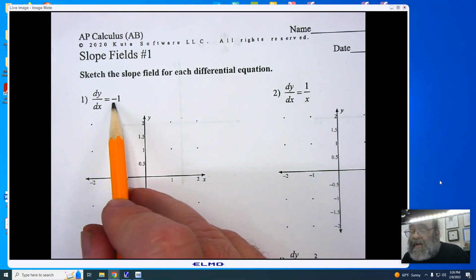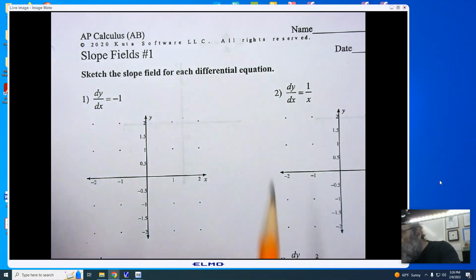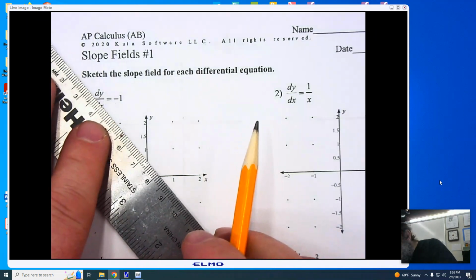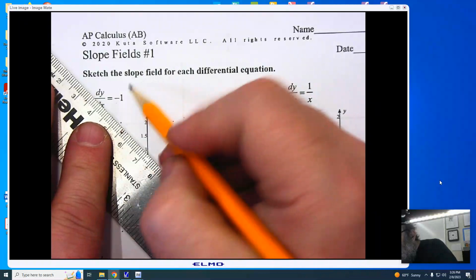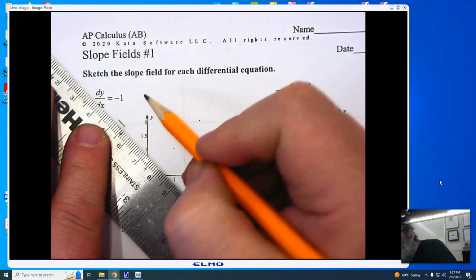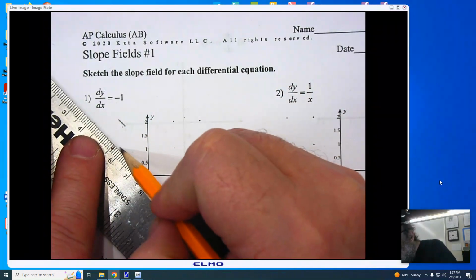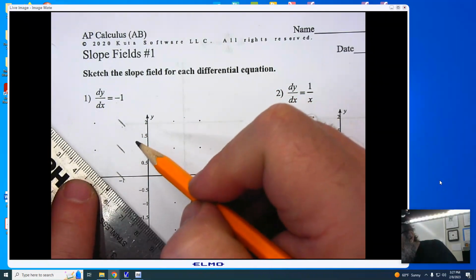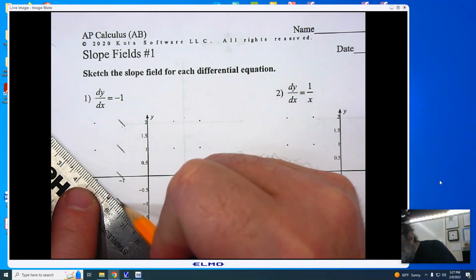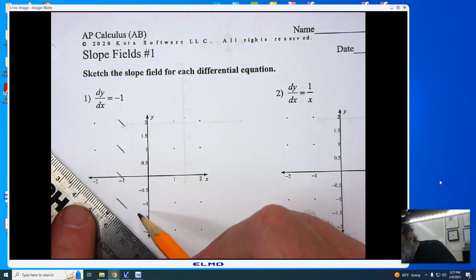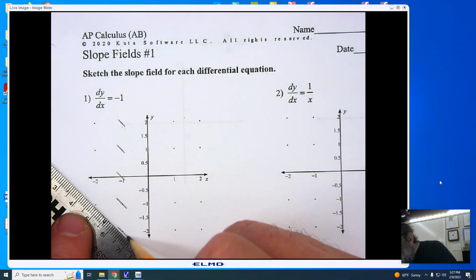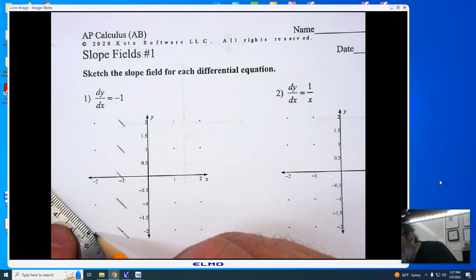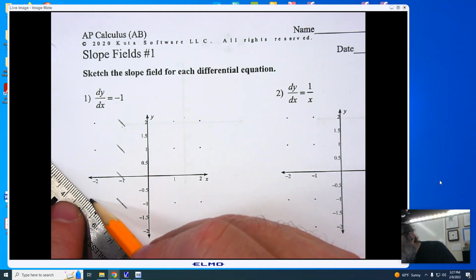Notice that dy dx is a negative 1. That means that for each of these dots, we are going to make a small segment that is equal to a slope of negative 1. And it goes all the way down the page. Once again, don't make life hard for yourself. Just slide over and do it.